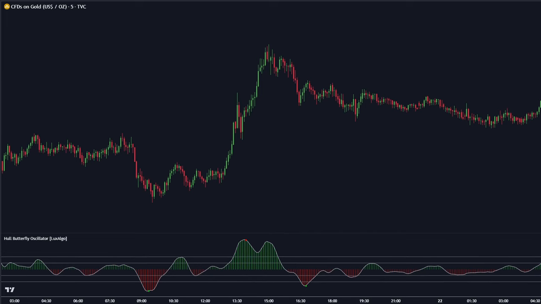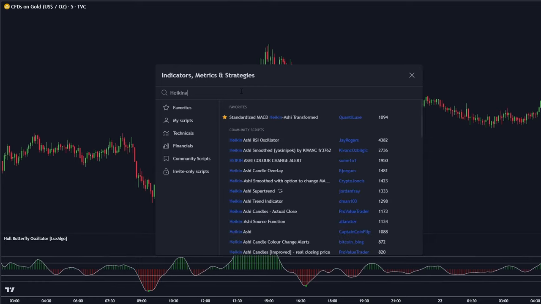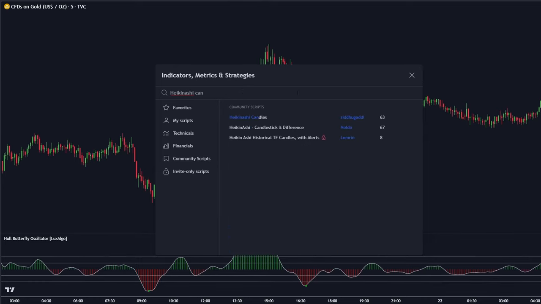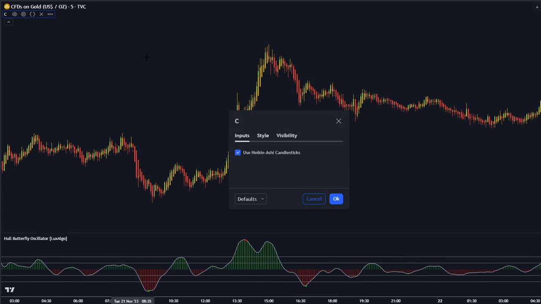So head back on over to the indicator search tab and look for Heikin Ashi Candles by Sidhu Gadi. We need to make some changes in the settings. We have to change the color of the bull candle.